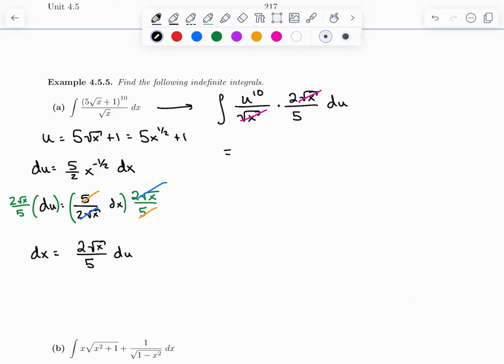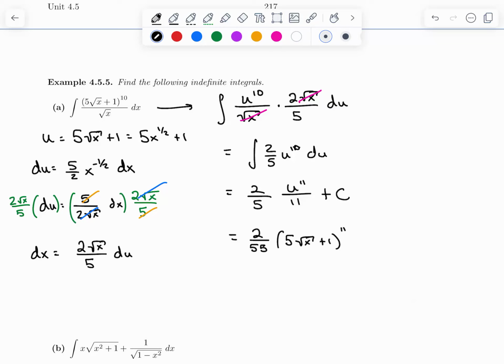And that's going to be the integral of 2/5 u to the 10th du. So at the end of the day, that's 2 over 5 times u to the 11th over 11 plus a constant c. And that becomes 2 over 55 times 5 square root x plus 1 to the 11th power plus a constant c. At the end of the day, we get the exact same answer, regardless of whether we do the w substitution or not.